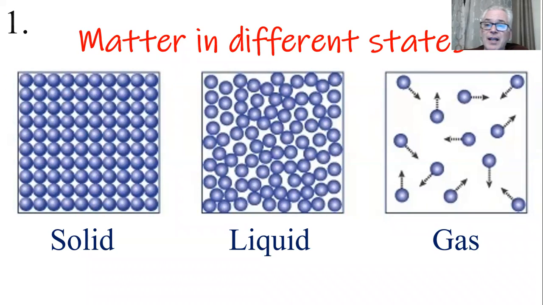So solids, liquids, and gases are the three main phases. Of course, we have aqueous, and somebody's going to say something silly like, what about plasma? Don't worry about plasma. Aqueous just means dissolved in water. It's not really a phase, but I know it's got to go in here somewhere, but we're not talking about it right now.